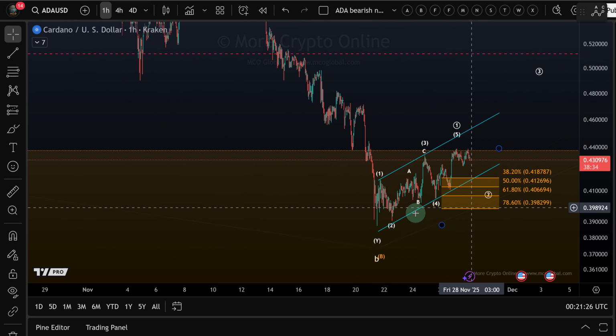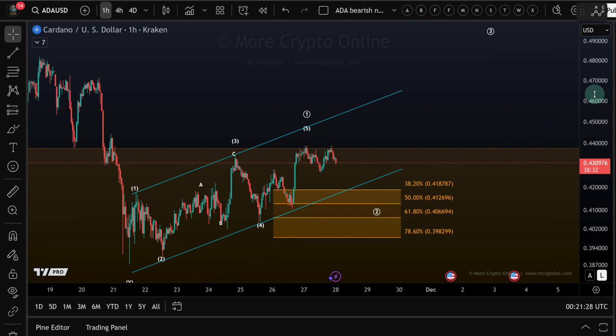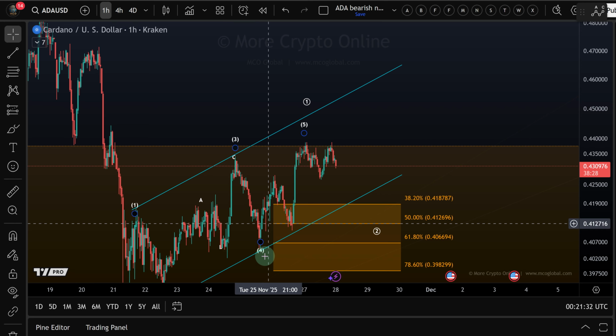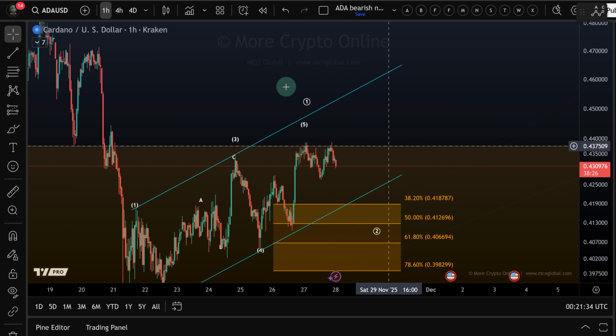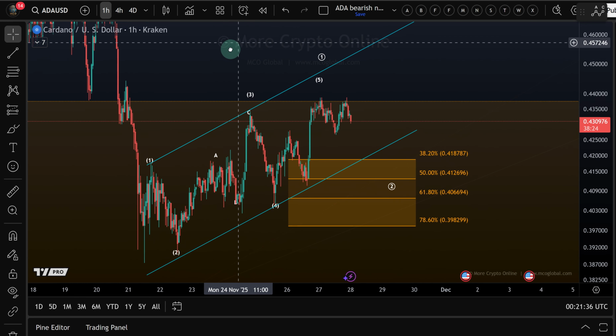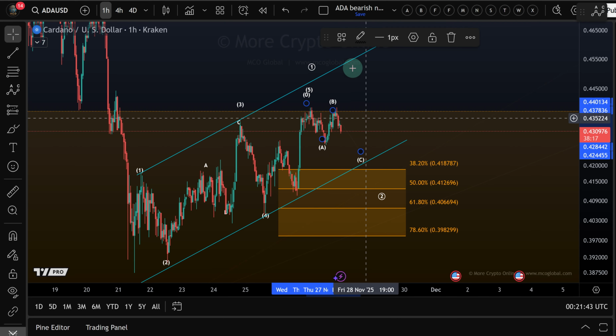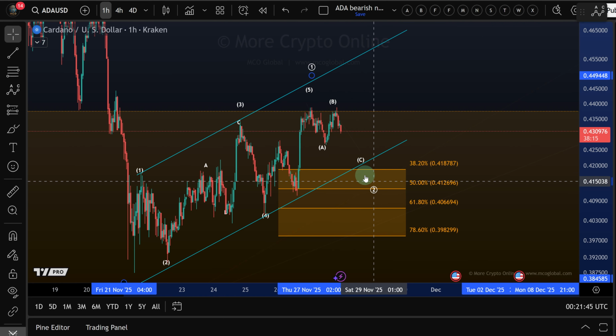Not too much going on at the moment. We might have started a pullback though, of sorts. I'm tracking something similar for Bitcoin as well. There are many ways this could take shape. The pullback scenario would be this, like A, B, C, and potentially already in wave 2.